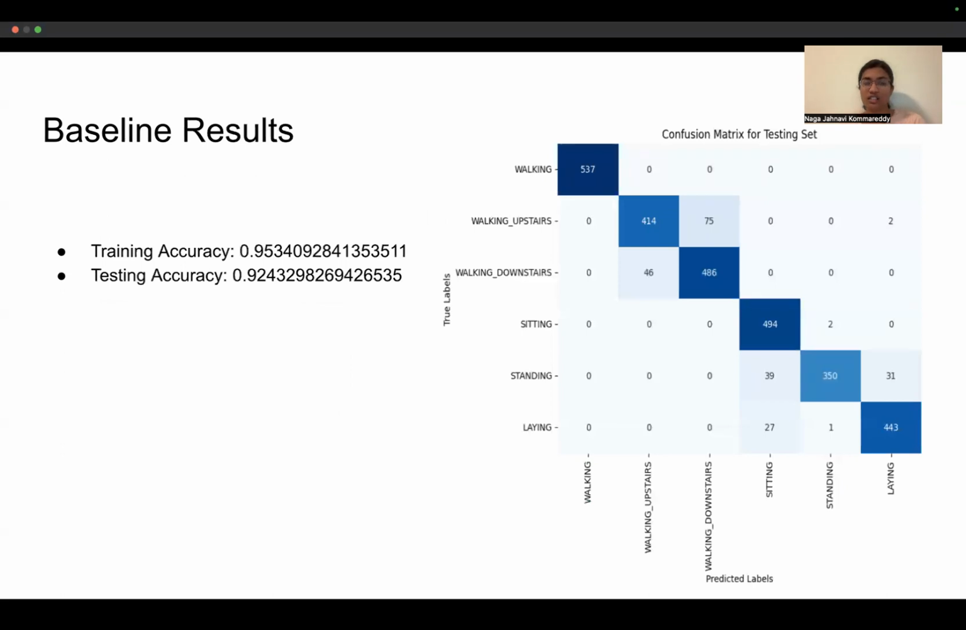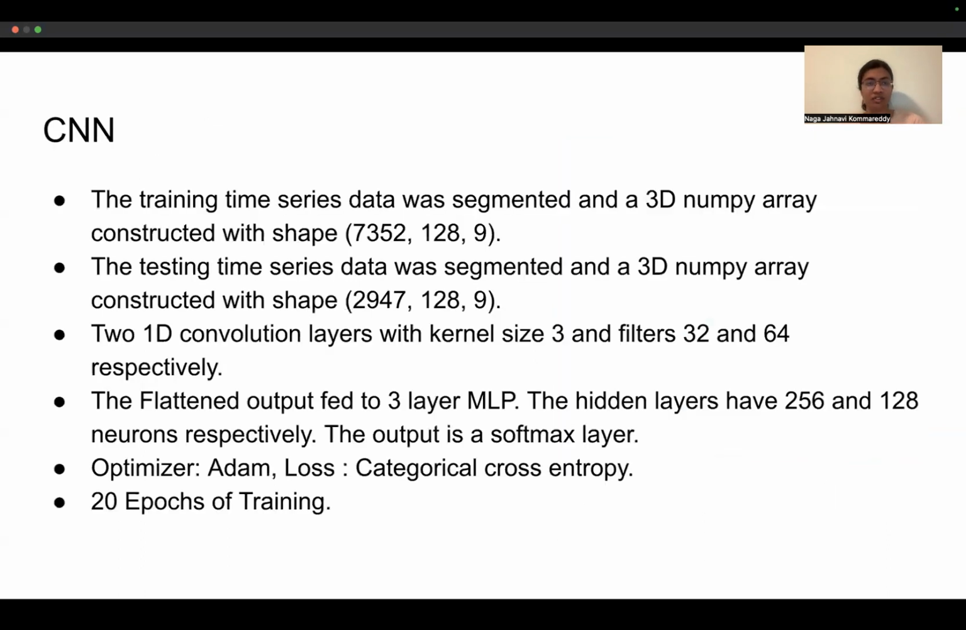So these are the results for our baseline model with a training accuracy of 95.3% and testing accuracy of 92.4%. And the figure on the right side shows the confusion matrix. As we can see, certain classes are being confused a lot with the other ones. Hence, we want to explore some neural network architectures which have a better performance in this classification.